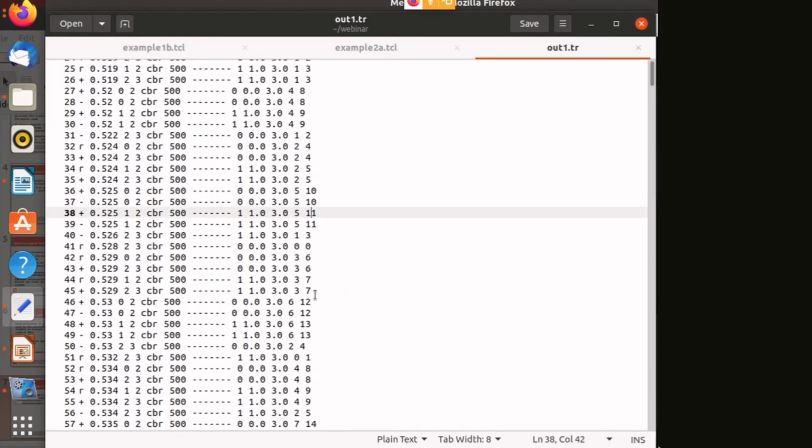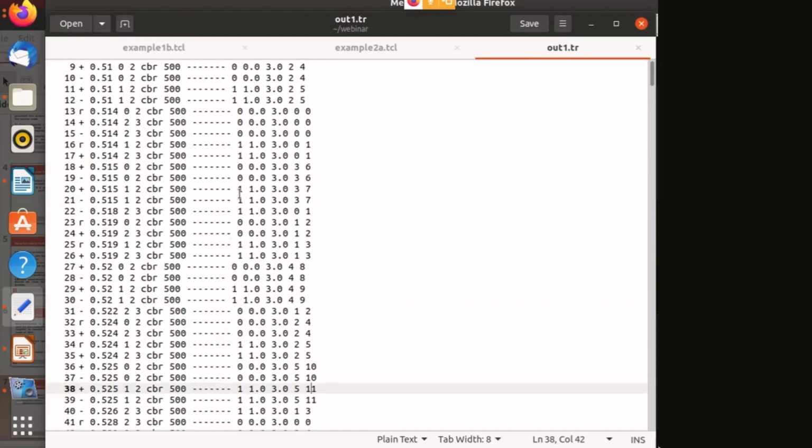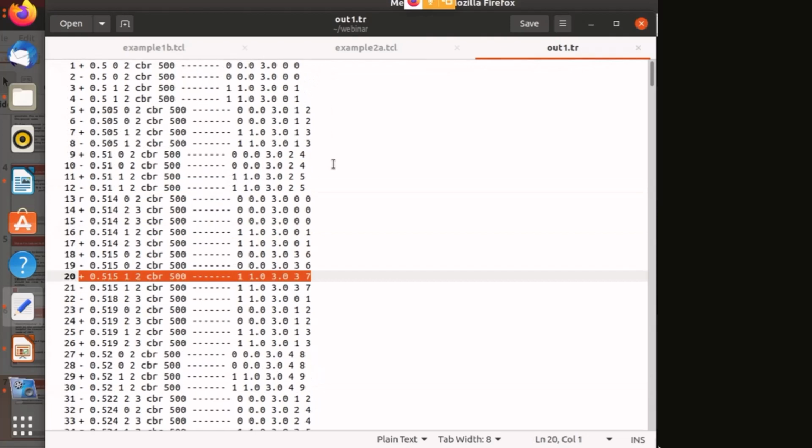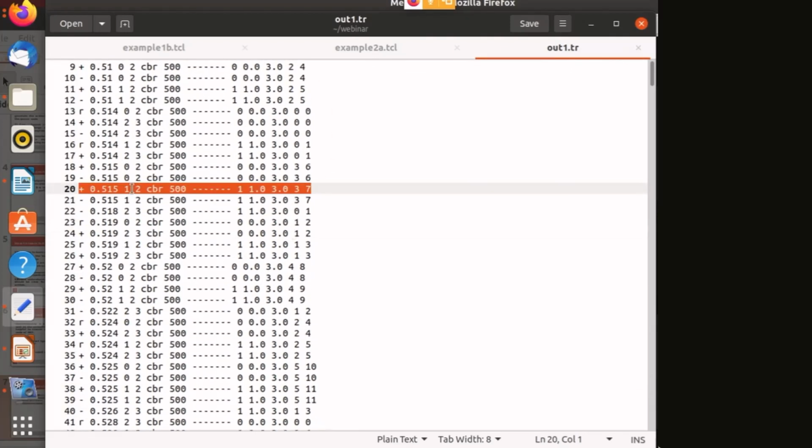Now suppose we will see packet ID. Let us choose any packet ID. Suppose 7. This is packet ID 7. It is used first time here. Okay. Now see here what is happening.